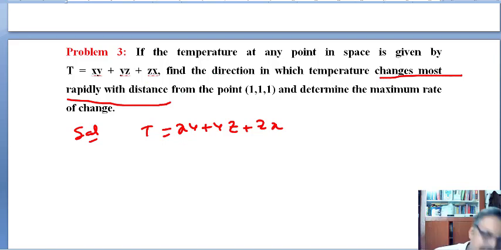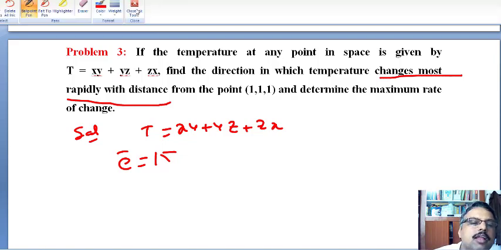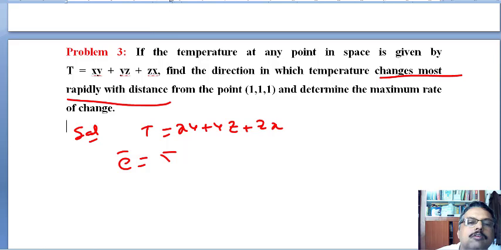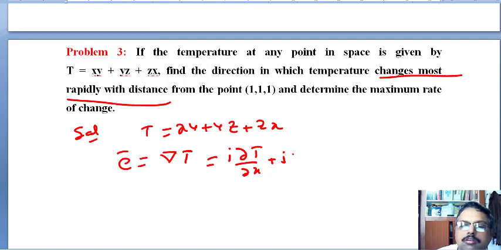This is nothing but del T. Direction E bar equals del T, i into dou T by dou x plus j into dou T by dou y plus k into dou T by dou z.